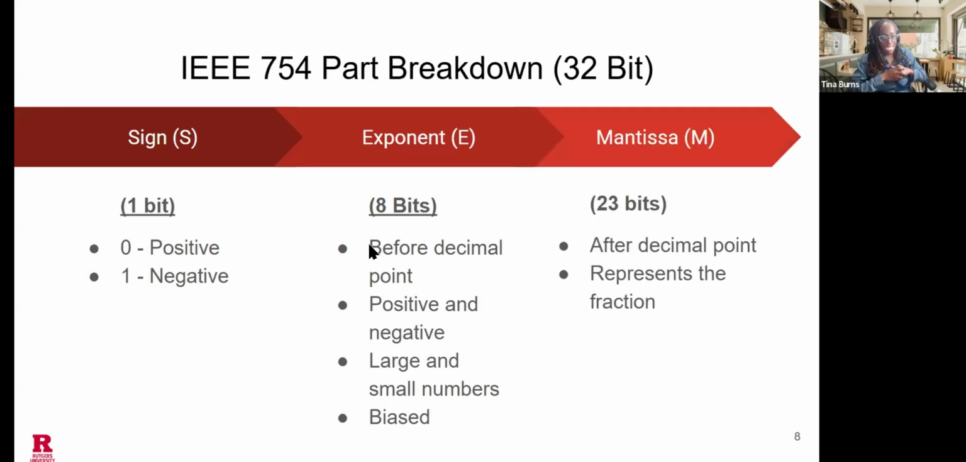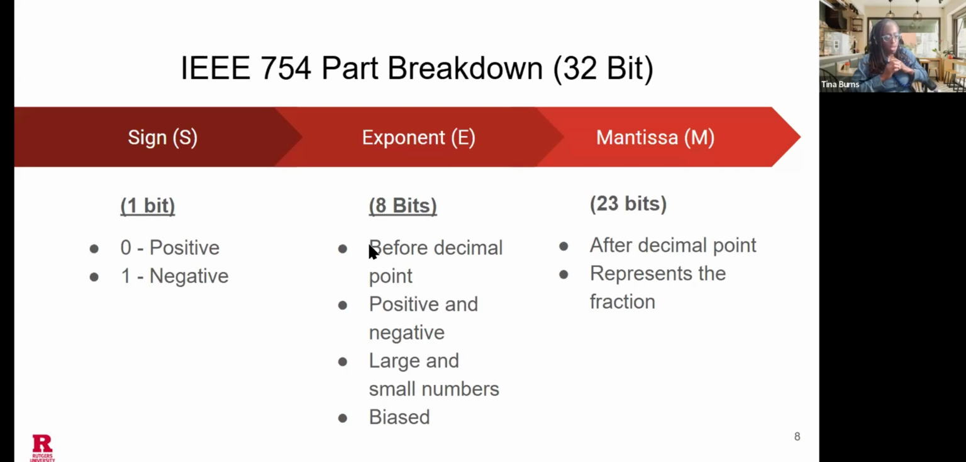And last but not least, as you could have probably guessed, if I have 9 bits already used up, the remaining bits are going to be your mantissa. And your mantissa is going to be whatever comes after the decimal point, and it's more like the fractional value of your number. All right, so 1, 8, and 23, that's going to be for your 32-bit representation.